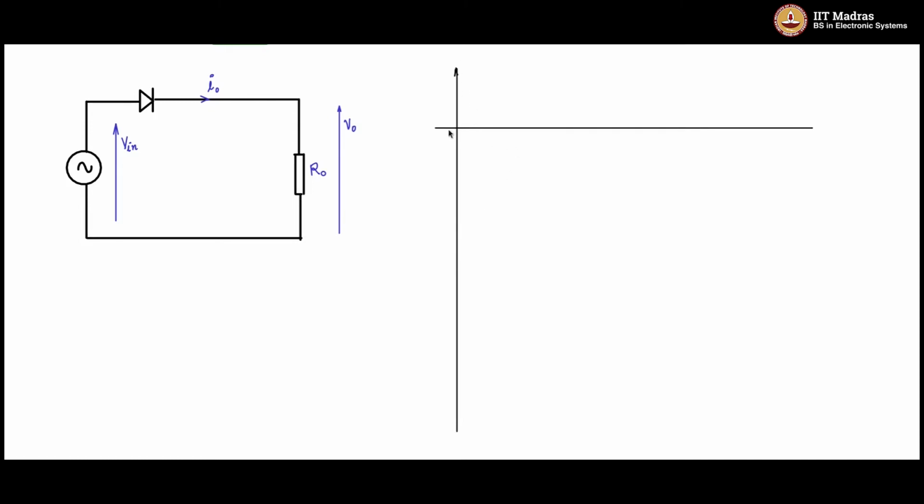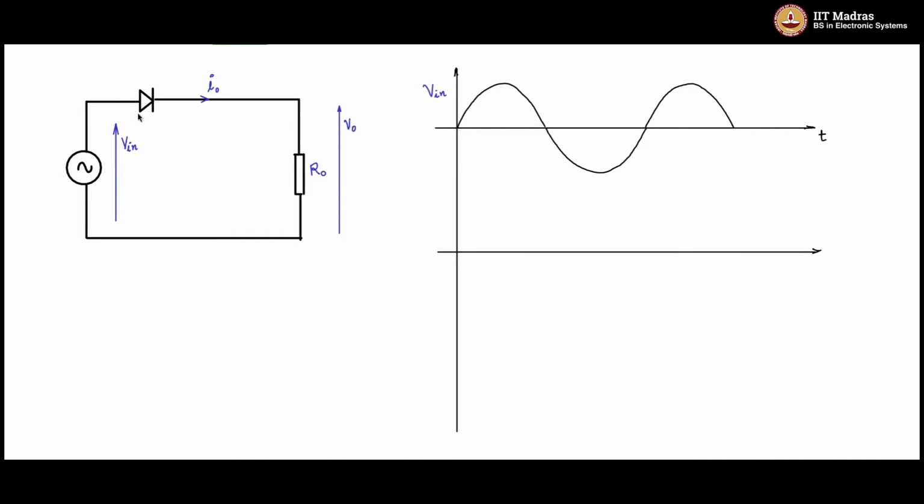So I have the y-axis and the x-axis, which is the time axis, and let us try to draw this waveshape V in. V in is sinusoidal in shape, so it is something like this. Let me mark this as V in. And now let us draw what is V0. So V0 will be similar to V in except for some difference.